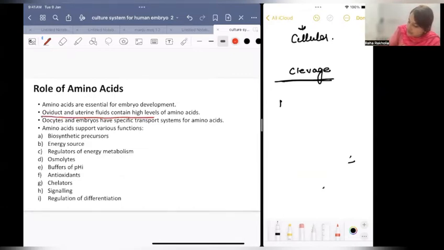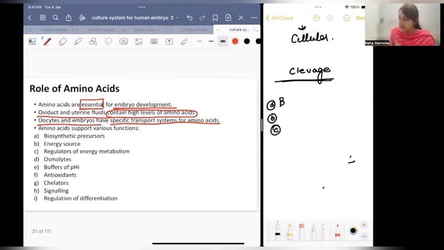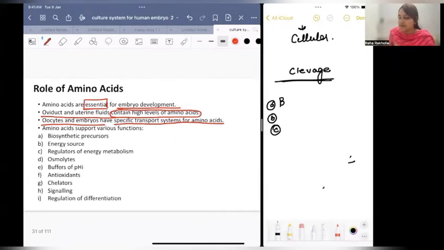Oviduct and uterine fluid contain high levels of amino acids. Amino acids are essential for embryo development. Oocytes and embryos have a specific transfer system for amino acids. The roles are: A, biosynthetic precursor; B, it acts as an energy source; C, regulation of energy metabolism; D, osmolytes, it also acts as a buffer. It acts as an antioxidant, as a chelator, in signaling, and in regulation of differentiation. So there are many roles of amino acids.